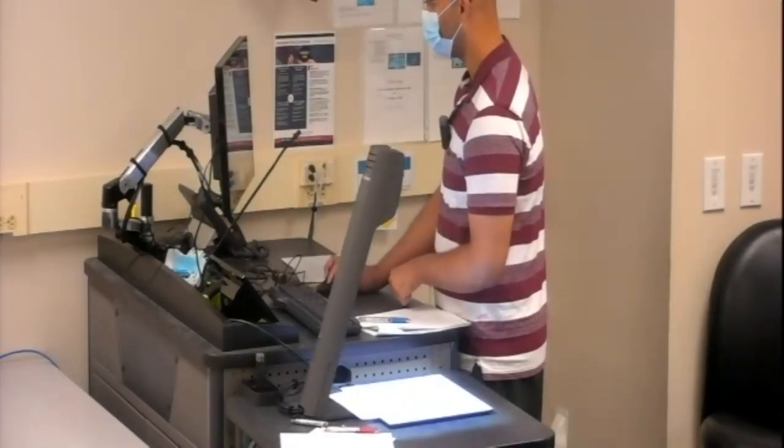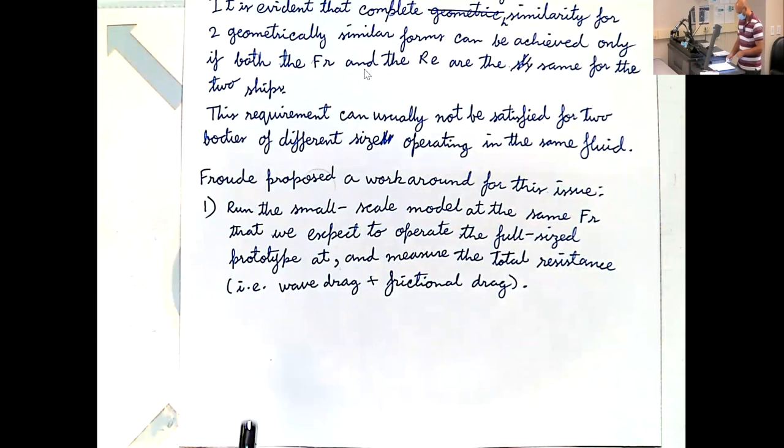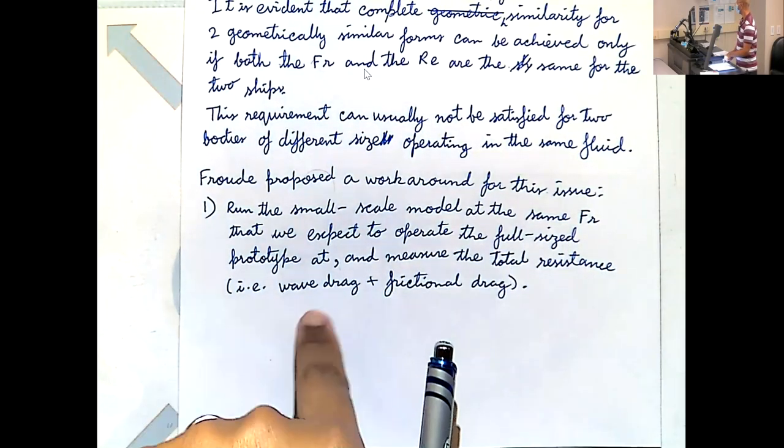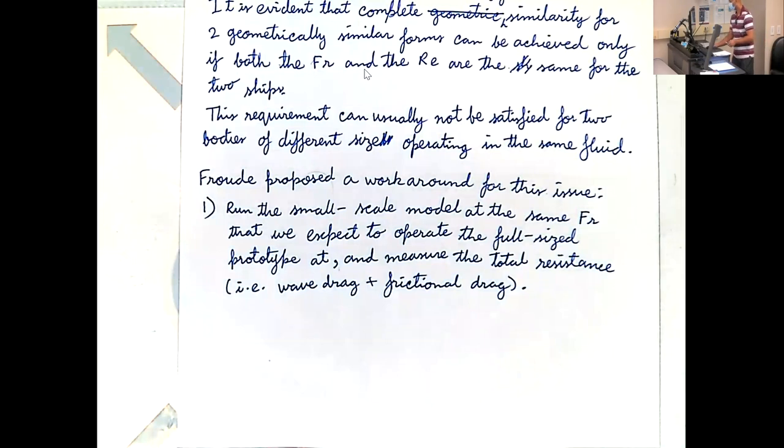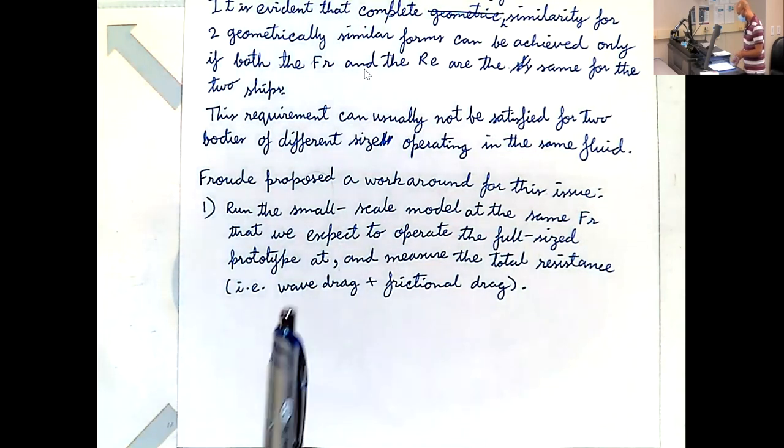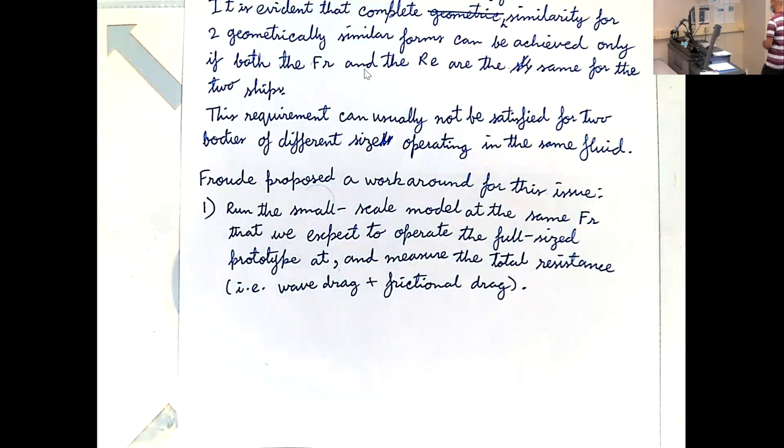All right. So that's what I mean when I say you run an experiment and measure the resistance. Okay. So same Froude number and measure the total resistance. So what force would you be measuring? What would your sensor be measuring, the wave drag or the frictional drag? When you do this towing tank experiment, which drag are you measuring? Wave drag or frictional drag? Okay, take a guess, and then we'll talk about right or wrong.